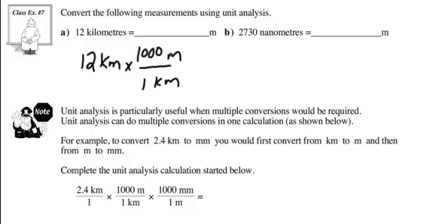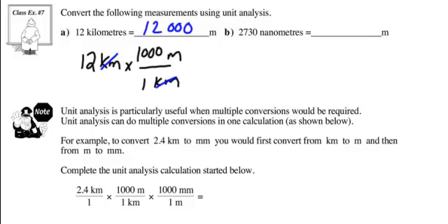And then I just complete this multiplication. And what will happen to the kilometers is they'll cancel each other out. So I've got 12 times 1,000 divided by 1. So altogether I've got 12,000 meters in 12 kilometers. Now that one just had one step.